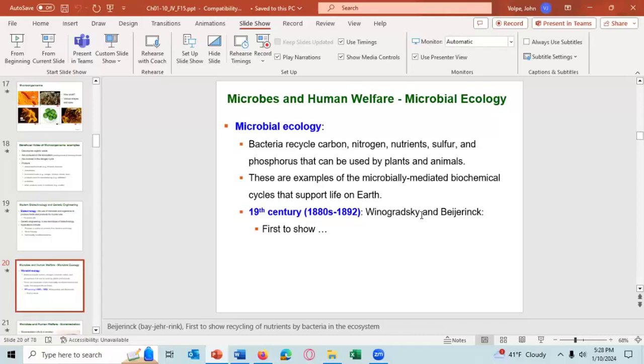When Winogradsky and Beijerinck were studying the nitrogen cycle, they weren't sure which of their species was converting, let's say, nitrogen in the atmosphere to nitrogen in an organic microbe compound, like pulling the nitrogen out of the air and then putting it into a nitrogen molecule in the microbe. They weren't sure which species was doing that. Any question about any of that?